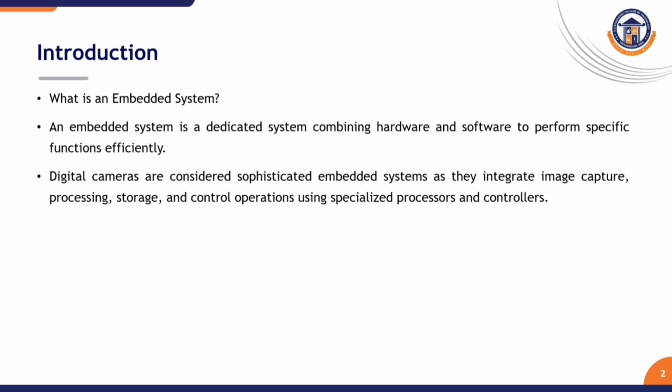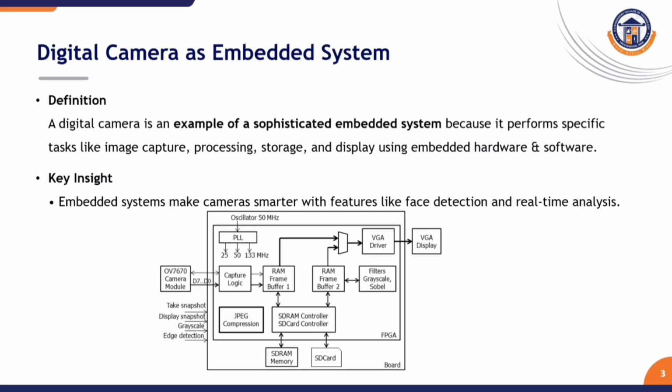Inside the camera, there is specialized hardware and optimized software working continuously in real time to give you a clear photo with just one click. Digital cameras are considered a sophisticated image system as they integrate image capturing, storage, and control operations using specialized processors and controllers. Next, we are going to discuss digital camera embedded systems.